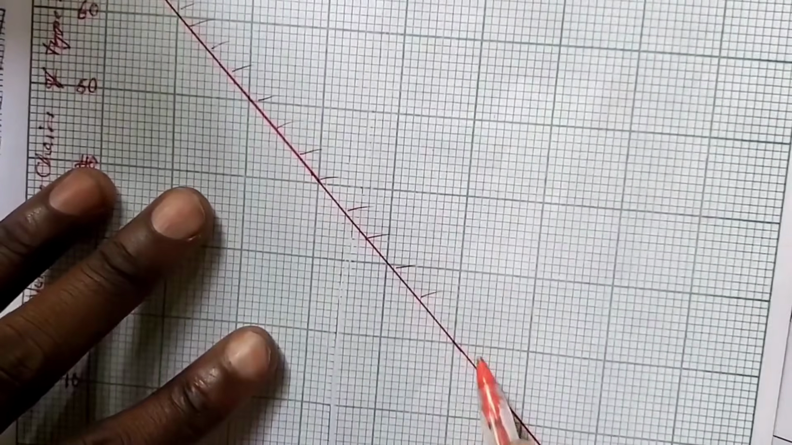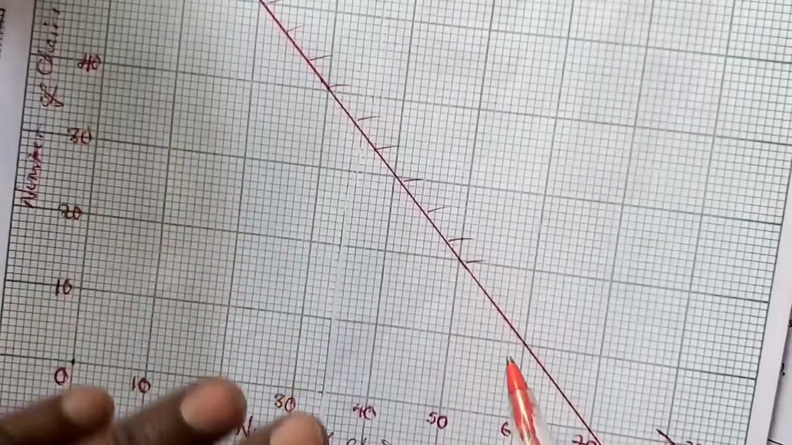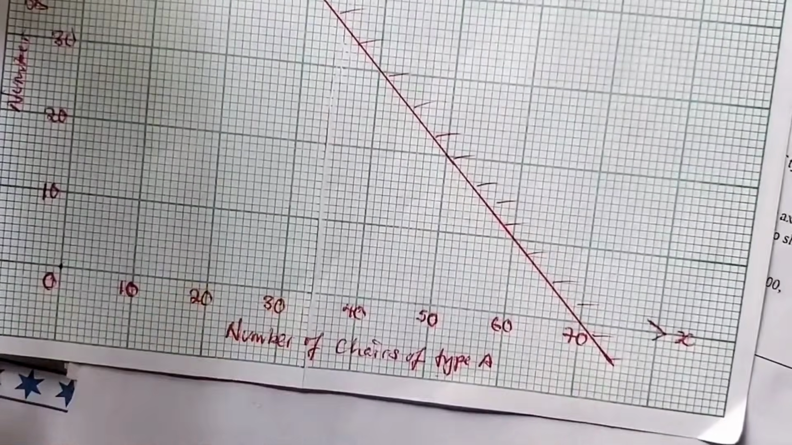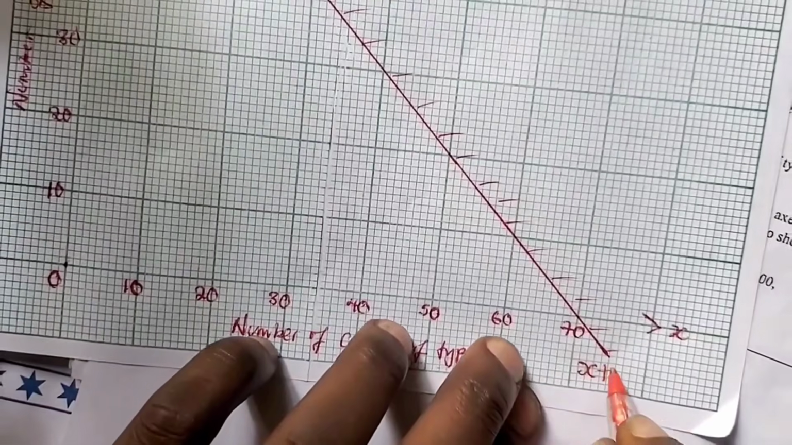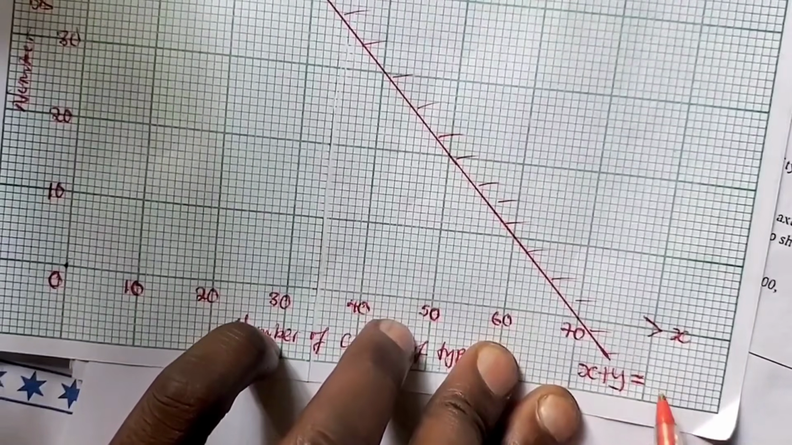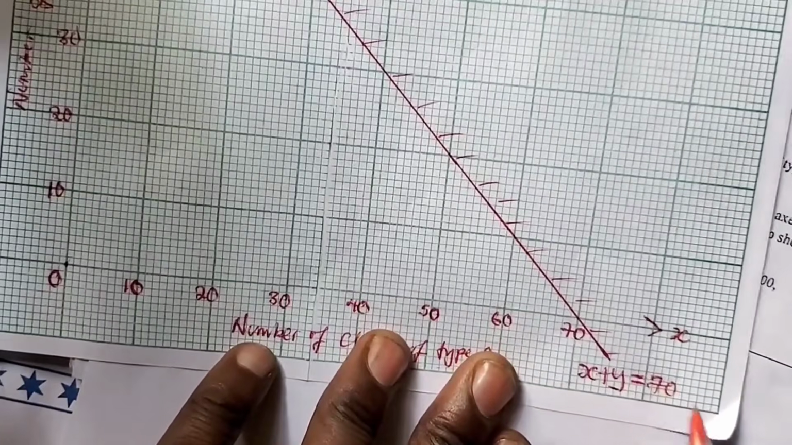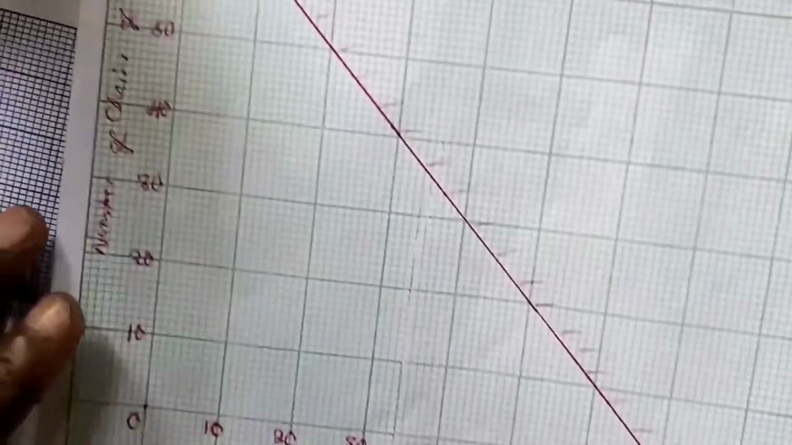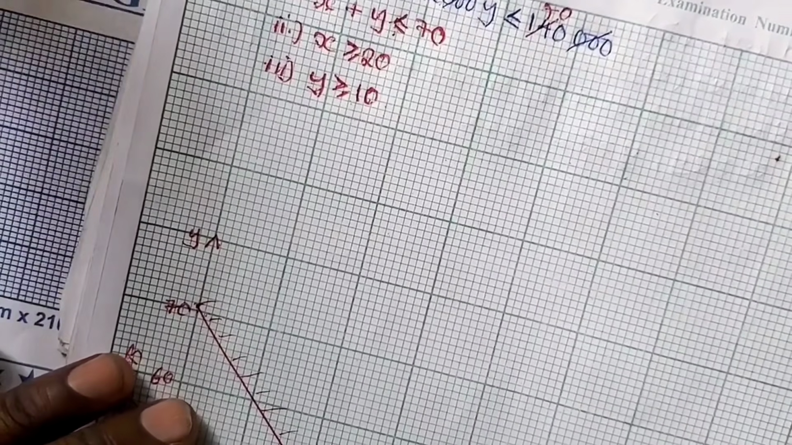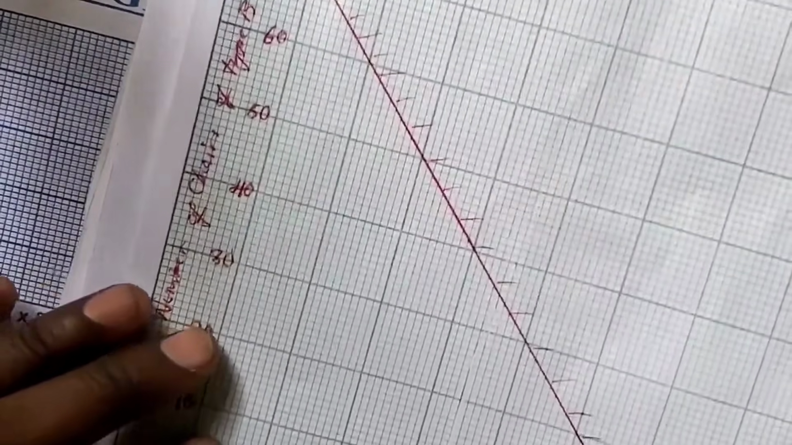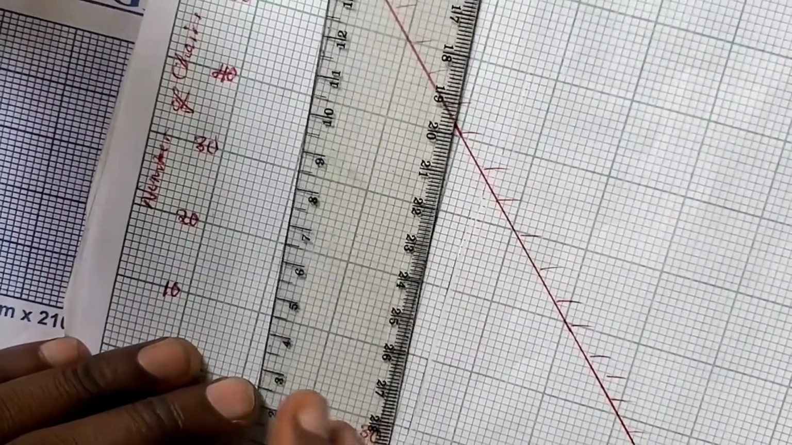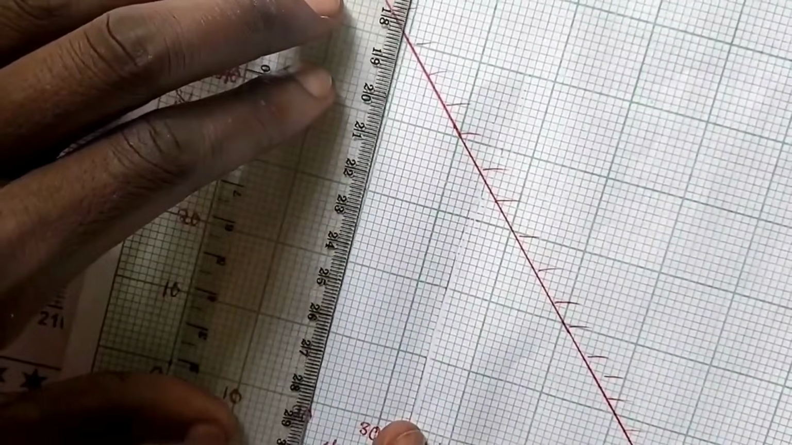This is why we shade this side. Then indicate this is the inequality x and y. So this is the equation. By the way, on the graph paper you use the equation. So this is 70. All right, then another one is x is greater than or equal to 20. So this is where x is 20. So you can just draw a straight line here at x equals 20.